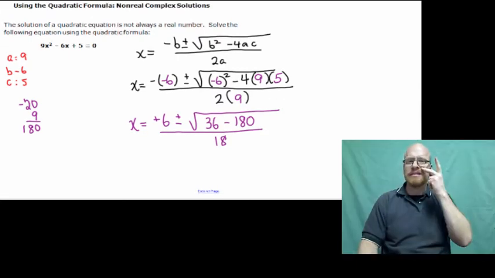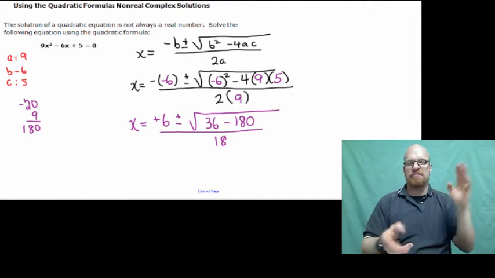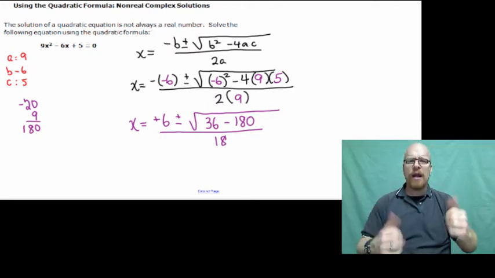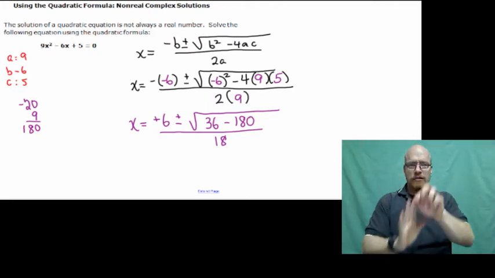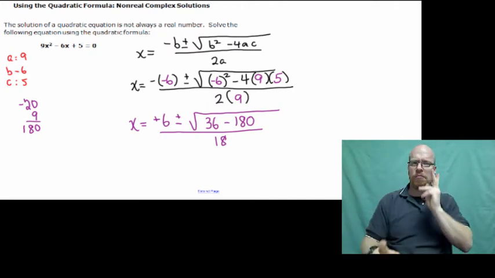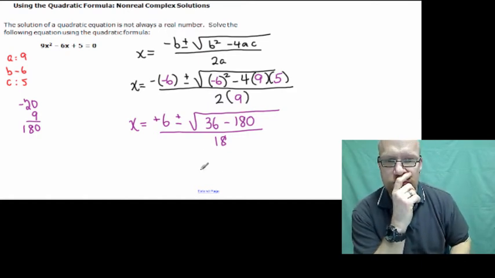Okay, now you see I did this: -4 times 9 times 5 becomes 180. I wasn't sure if I was correct, but I wanted to check it by hand. Anyway, so moving on. We have positive 6 plus or minus the square root of 36 minus 180, over 18.